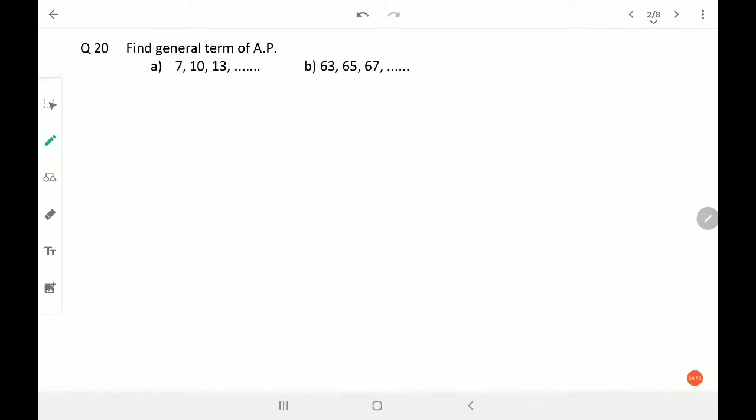नेक्स्ट वन, find general term of an AP. ये तो बहुत सिंपल है. इसके बाद things are not that difficult.